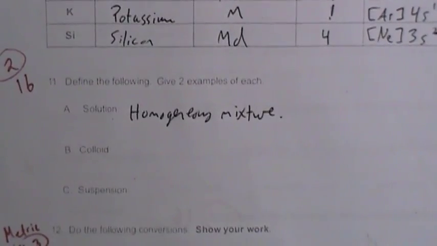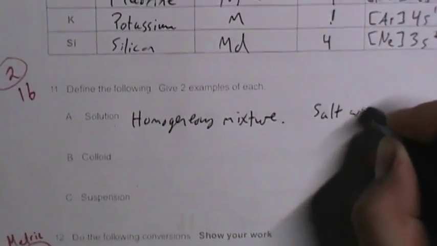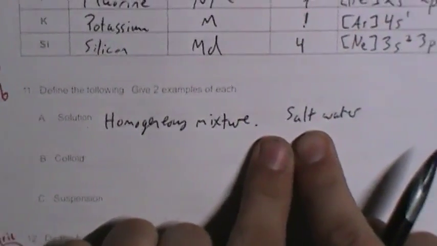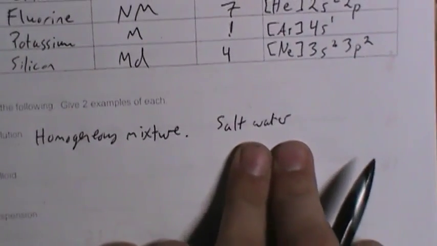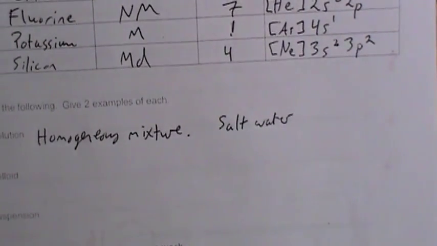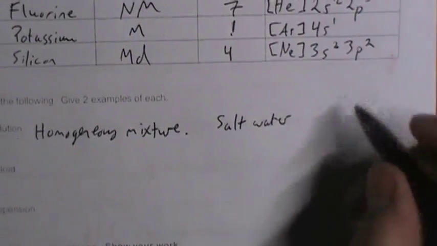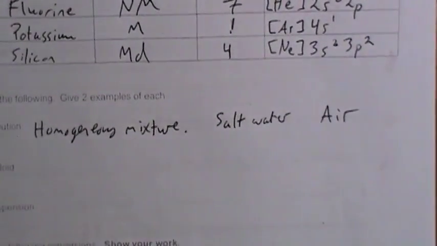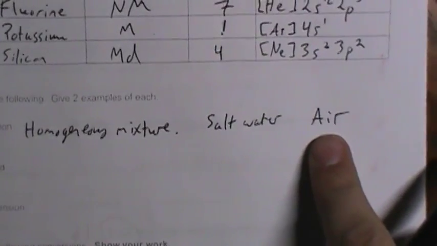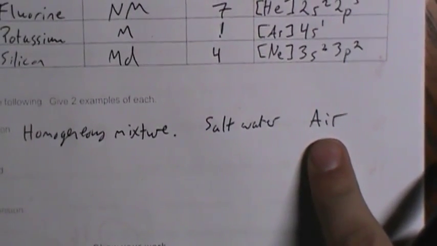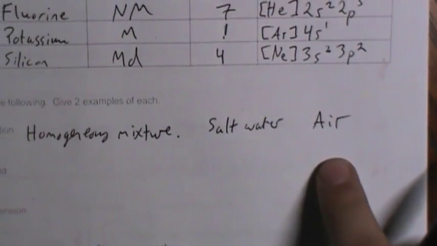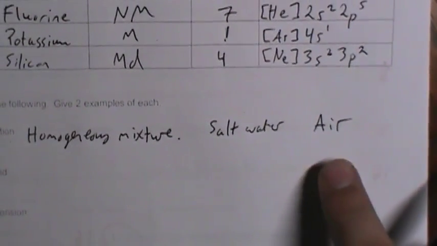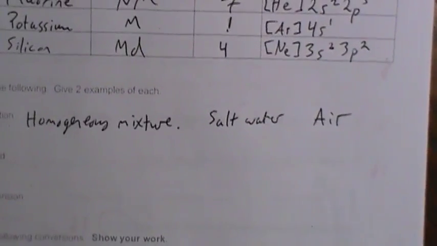Two examples of this, there's many examples, but salt water, which is solid sodium chloride dissolved into liquid water, so it's a solid liquid mixture, which we just call a liquid mixture. And air is another example of a solution because air is a mixture of gases. So this is a gaseous mixture. Oxygen and carbon dioxide and water vapor and some other trace gases are dissolved in nitrogen, which acts as the solvent because it's the majority of air, about 80%, a little bit less.